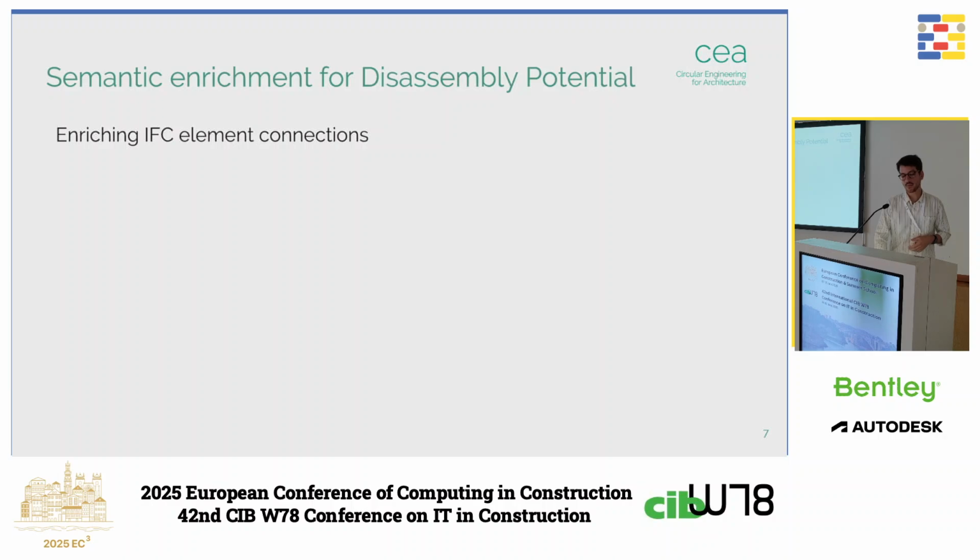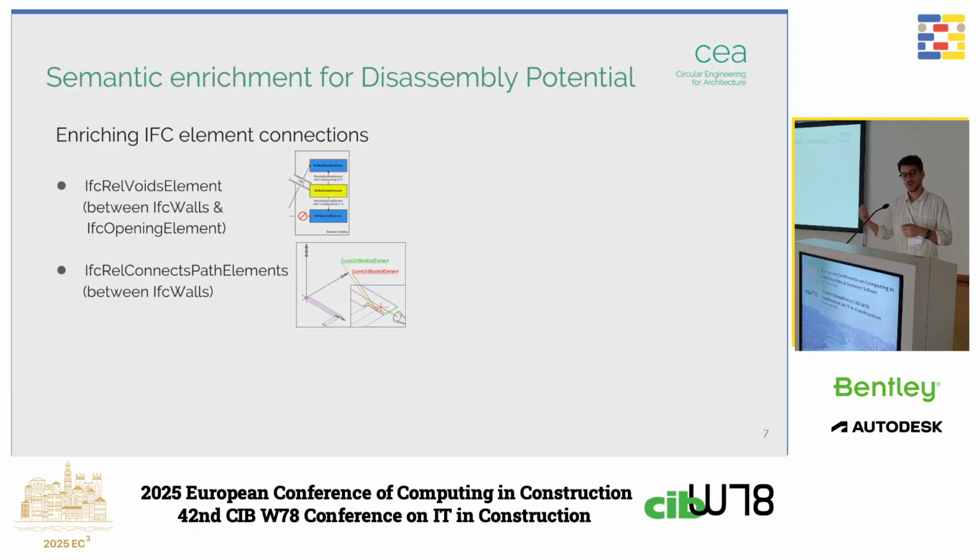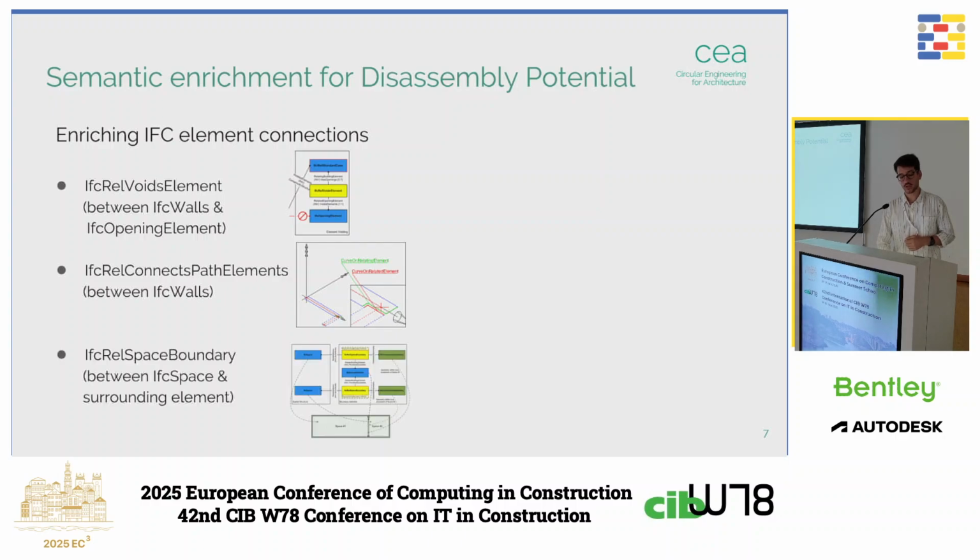For enriching the element connections, I'm using IFC RelVoidsElement, so which openings, windows or doors are connected to which walls. RelConnectsPathElements: in which order are the walls connected to each other. And then I also use first level space boundaries to see which other elements in the room are connected to the room. We usually know the slabs are connected to the walls, and the roofs are connected to the walls, so in the end we know exactly how the relevant IFC elements are connected to each other.